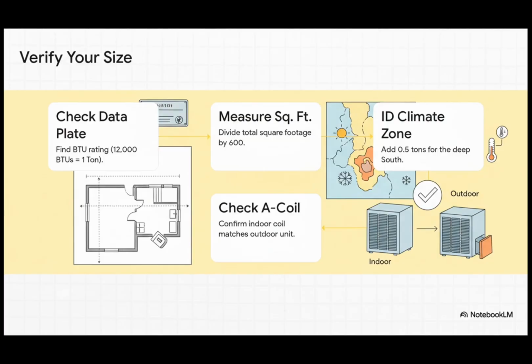1. Go outside and find the data plate on your unit. You're looking for the BTU rating. Just remember, 12,000 BTUs is 1 ton. 2. Do the basic math. Divide your square footage by 600. 3. Factor in your climate zone.